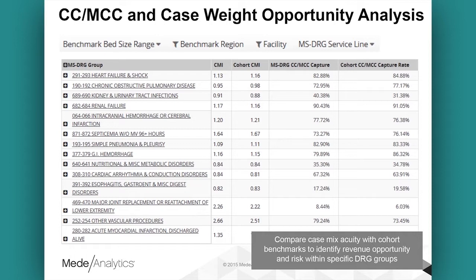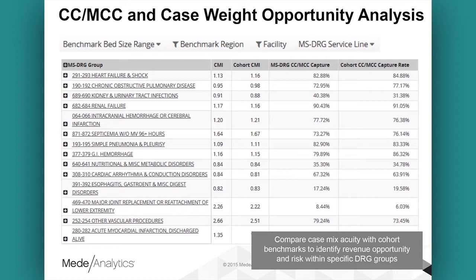So the next example, the type of analysis that can be done to support these types of initiatives, is really from an inpatient basis, focusing on the CC, MCC capture, and really focusing on CMI, revenue opportunities, and risks. So what you're looking at here, just for those that can't quite read everything on the screen, is an analytical report looking at DRG groups. So these are MS-DRG groups. The first one, for example, is 291 through 293, all the MS-DRGs for heart failure and shock rolled up into a group.